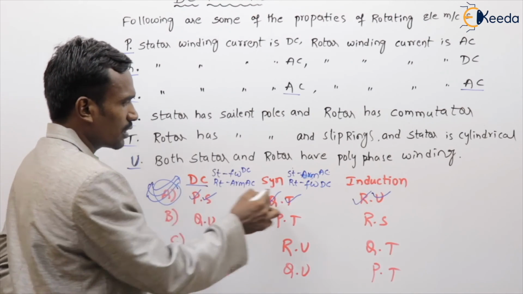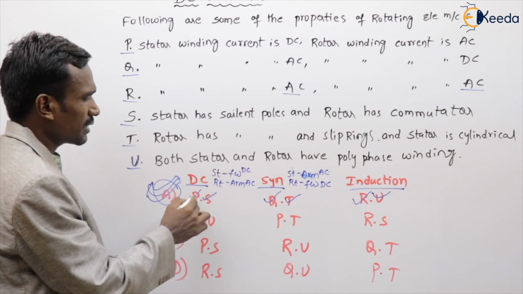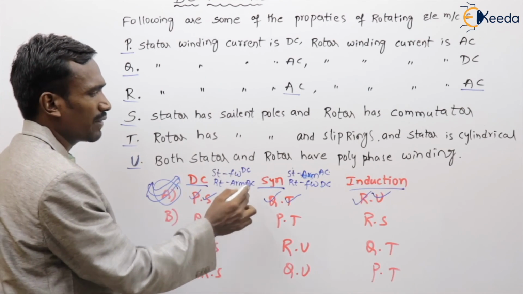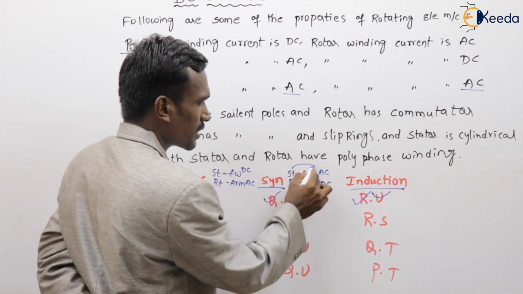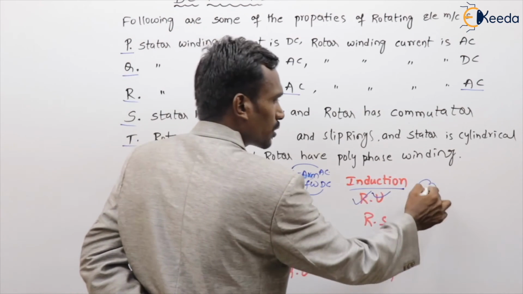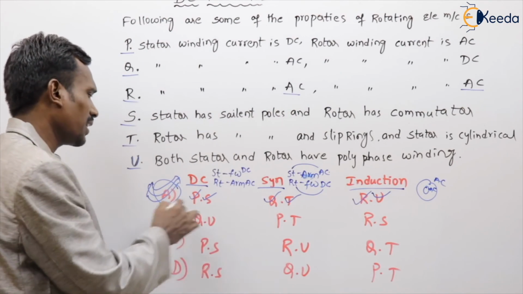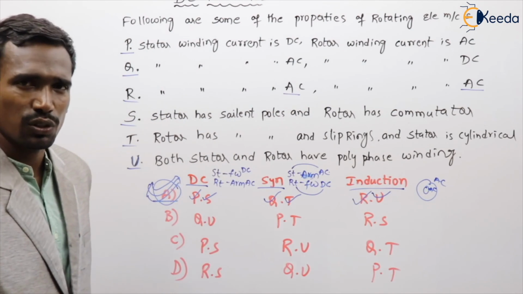The DC machine, the synchronous machine, and induction machine. Regularly in DC machine, stator having DC, rotor having AC. In synchronous machine, stator having AC and rotor having DC. In induction machine, both stator and rotor having AC. Like that, option A is the correct answer for this question.